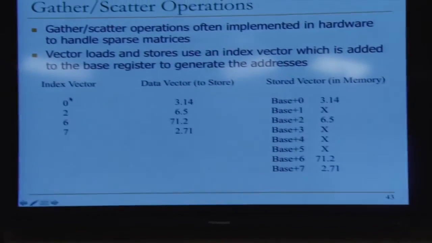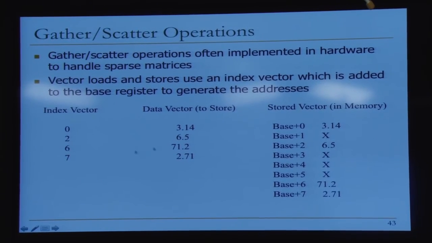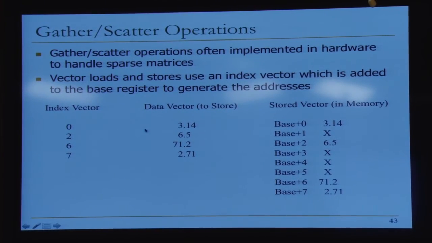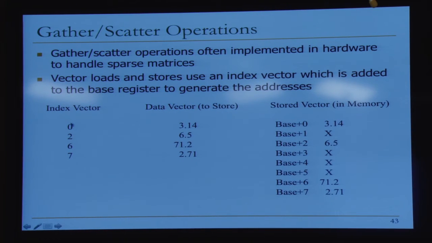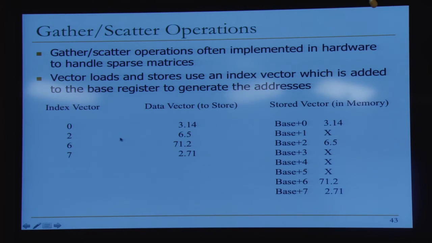Let's assume this is your index vector, you have four element vectors. This is your vector D. These specify the locations where you would like to store this data vector. And you need to have some base. So where do you store with that vector store operation? You have a vector store operation that's indexed that takes this as the index vector and this as the data vector to store starting from a base. What the processor needs to do is store the first element to base plus zero, right? You take the base address, you add the first element from the index vector to it and store the data element there. The second address you would like to store to will be base address plus 2.